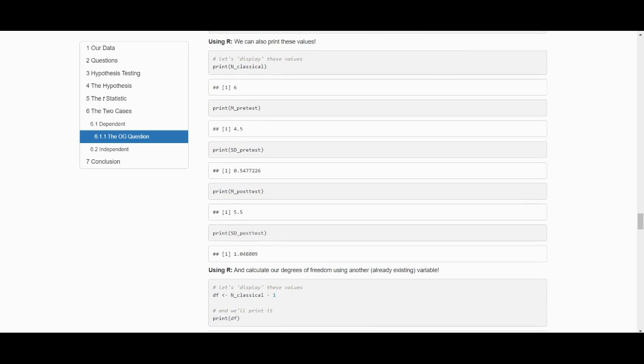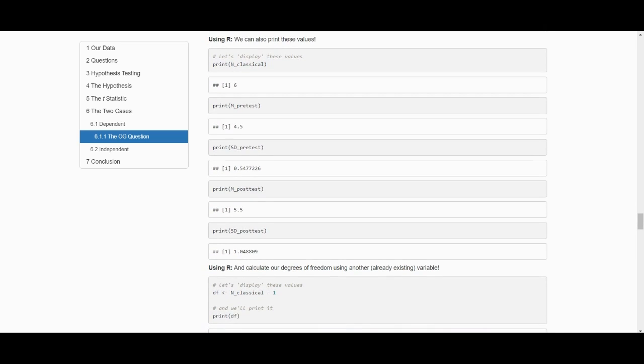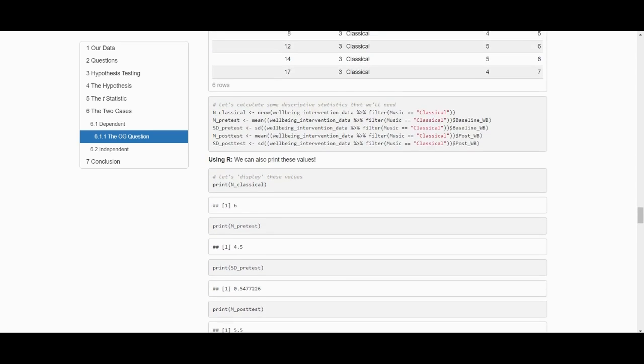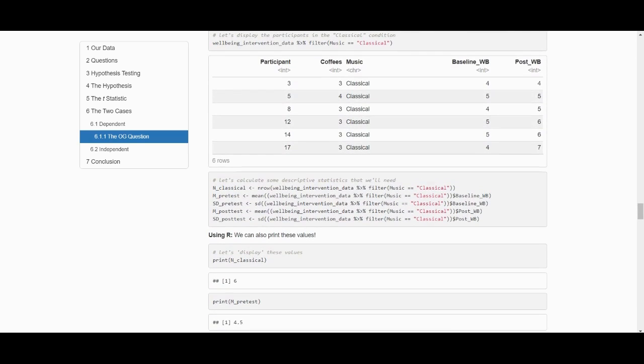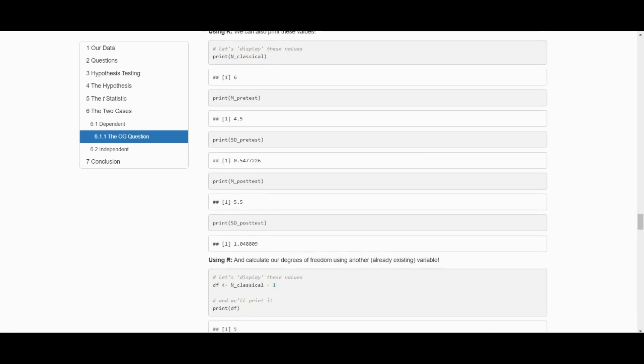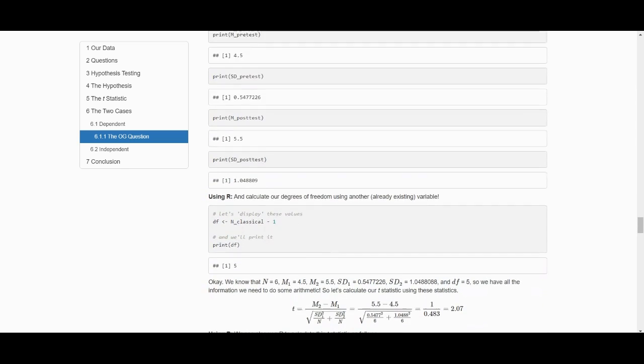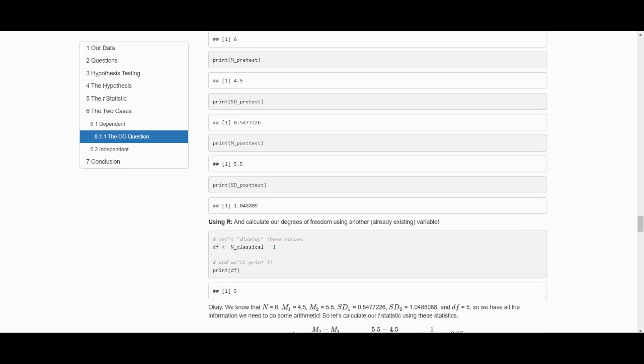So we can print these values out using R. If we go print n classical, we get 6 because that's the number of participants. If we go print m pretest, we get 4.5 because that is the average of 4 plus 5 plus 4 plus 5 plus 5 plus 4. We also can print our standard deviation of the pretest, which is 0.55. We can also print the mean post-test and the standard deviation of post-test.